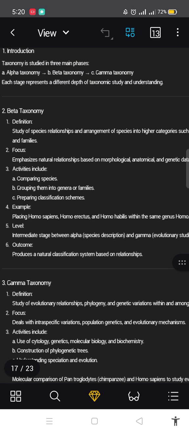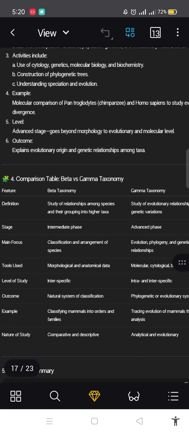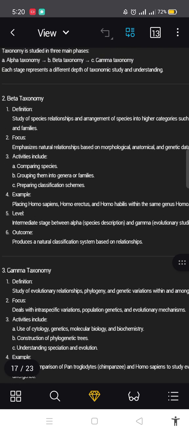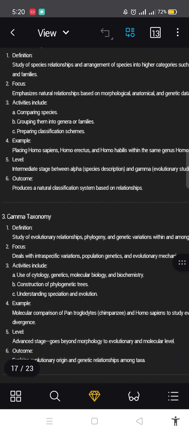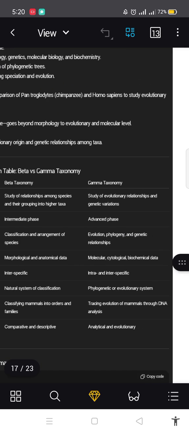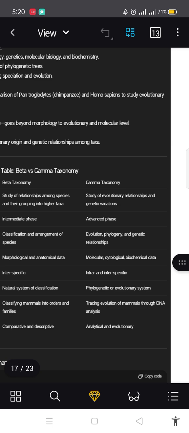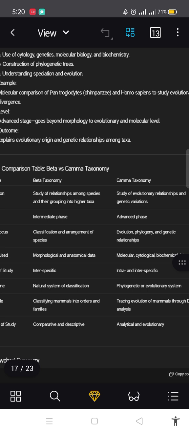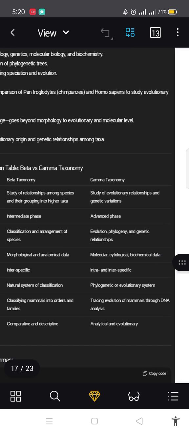Keep relationships for beta: the strategy of relationships and arrangement among species and their grouping into higher taxa, into higher categories, genera, and families. Gamma taxonomy is the study of evolutionary relationships and genetic variations.